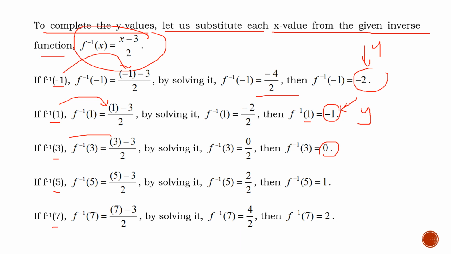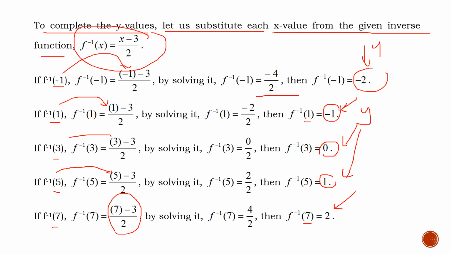Then, if x is 5, if we substitute this 5 in your given inverse function, 5 minus 3, it's 2 over 2, that will be equal to positive 1. Therefore, if your x in your inverse function is equal to 5, then it's automatic that your y now is equal to positive 1. It's the same thing with 7. It's 7 minus 3 here over 2. 7 minus 3, it's 4 over 2. That will be positive 2. Therefore, if x is equal to 7 in your inverse function, then your y now is equal to positive 2.